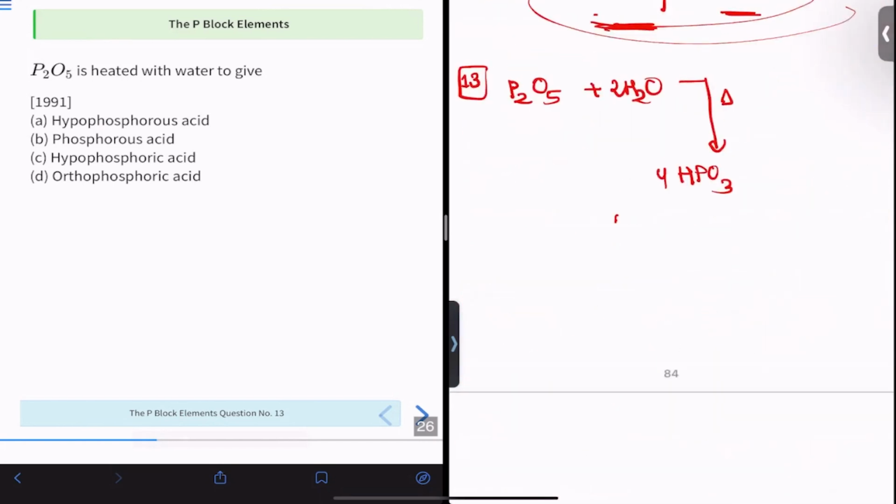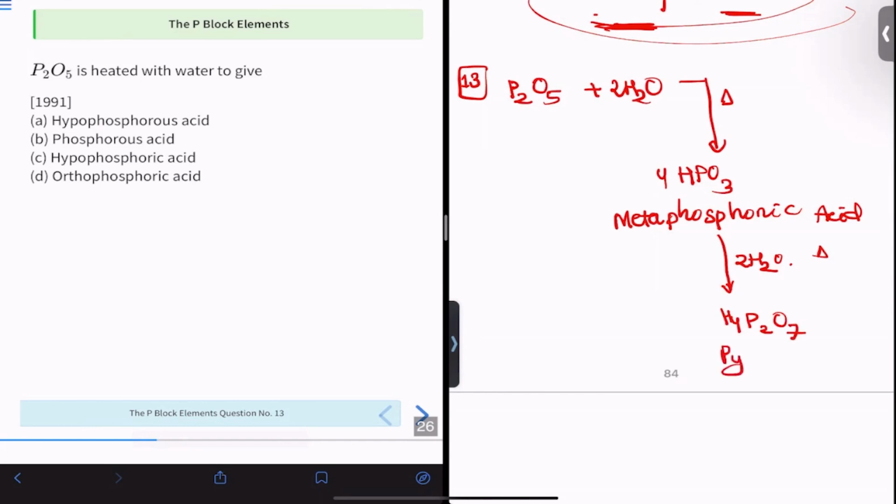So coming back to our question, when P2O5 reacts with water, it gives rise to HPO3. What is HPO3 known as? It is known as metaphosphoric acid. When metaphosphoric acid again reacts with water and is heated, it will form H4P2O7. You have to mug up this. There is no other way. H4P2O7 is known as pyrophosphoric acid.